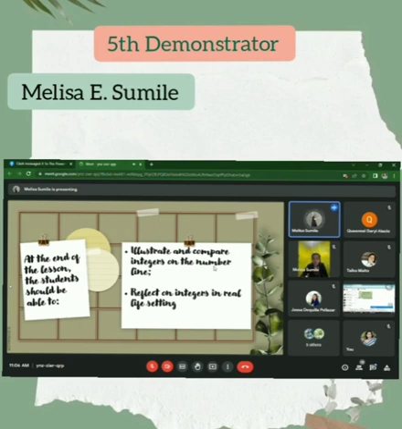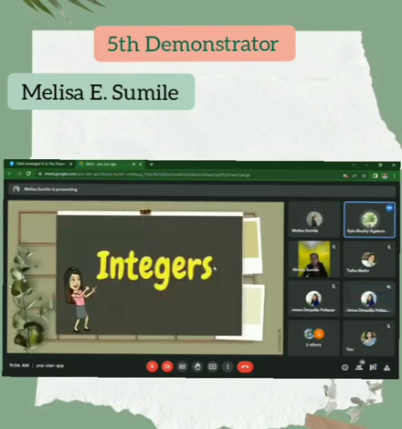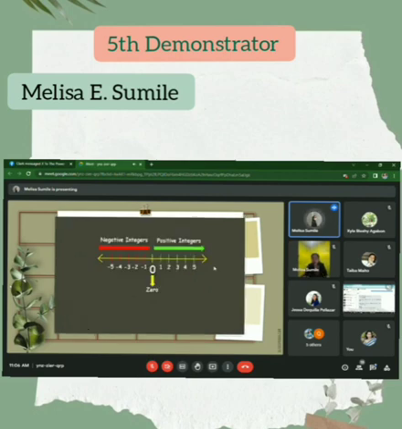Can I have Miss Agabon? Yes, ma'am. Those negative and positive numbers that I've seen in the video clip, as well as the 0, are definitely known as integers. Okay, so integers, our magic word here. Integers are whole numbers which consist of positive integers, negative integers, and the 0.